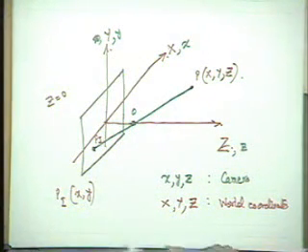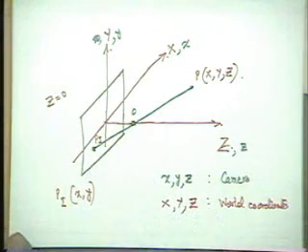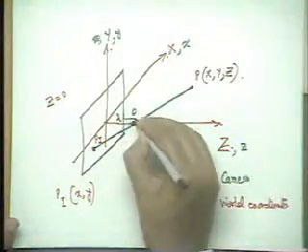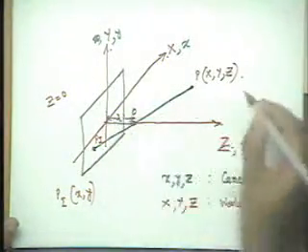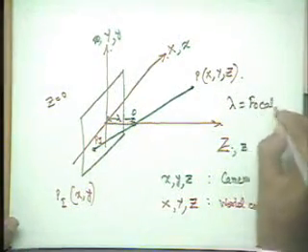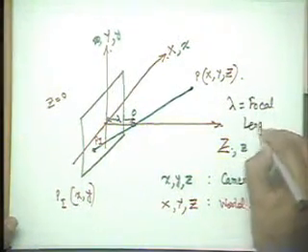Now, one such parameter which we must consider is the focal length of this camera, and let us say that the focal length for this camera is equal to lambda. Say lambda is equal to the focal length for the camera.